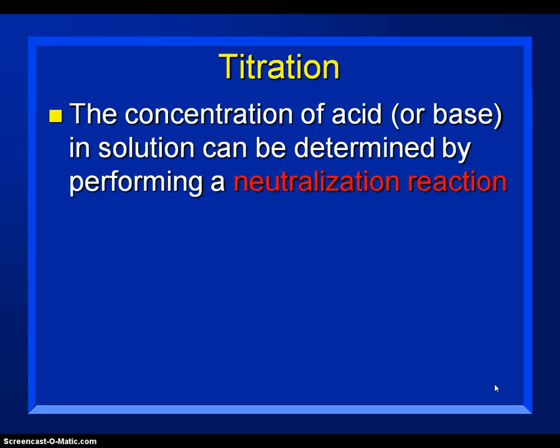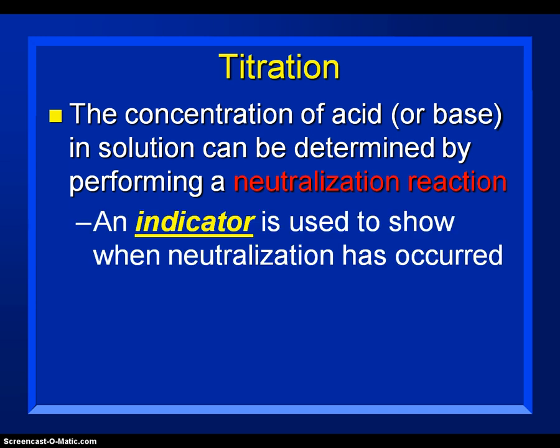So let's say we were to find a bottle in the lab and all it said was hydrochloric acid on it, but we weren't sure what concentration that was. It could be 16 molar and very dangerous. It could be 0.1 molar and potentially not hazardous at all. So by using a neutralization reaction, we can determine the concentration of that acid.